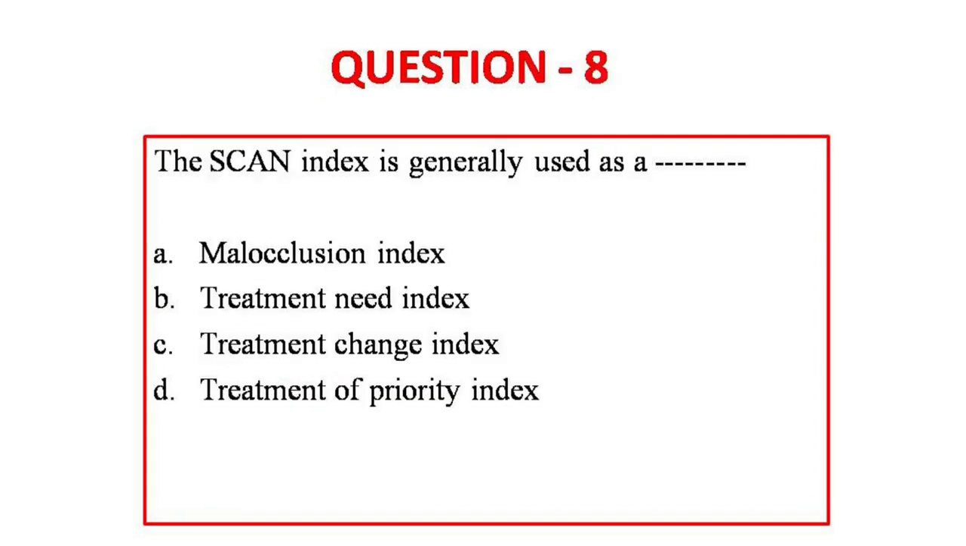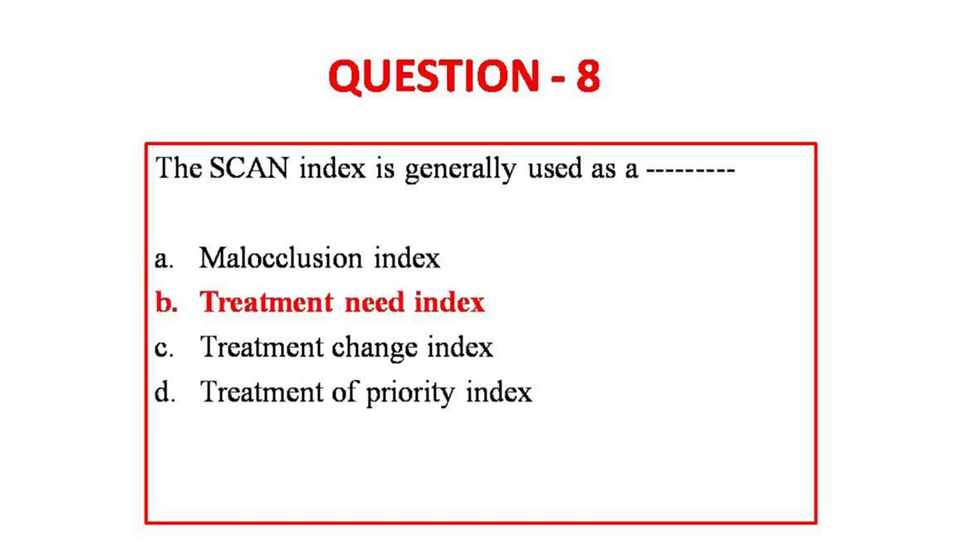The scan index is generally used as, they've given 4 options: malocclusion index, treatment need index, treatment change index, and treatment priority index. The answer to this question is treatment need index. That is the option B.